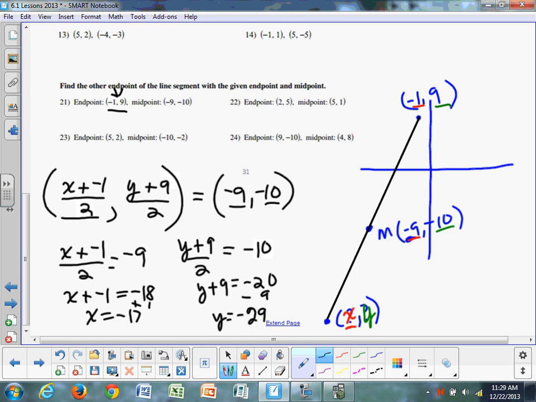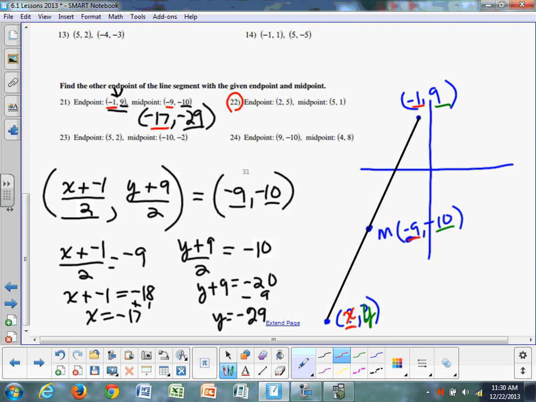Now let's just check it. So I think my other endpoint is -17 and -29, right? So if I had negative 29 plus 9, that's negative 20 divided by 2 is negative 10. That works. And for the x-coordinate, if I go negative 17 plus negative 1, that's negative 18 divided by 2 is negative 9. All right?